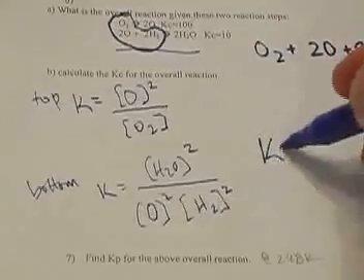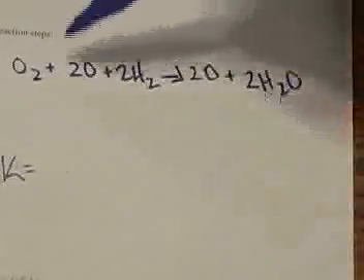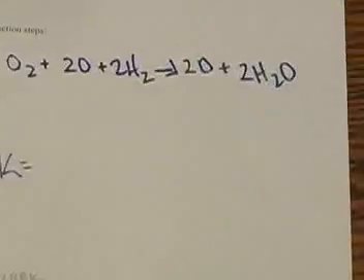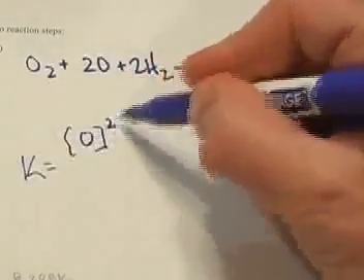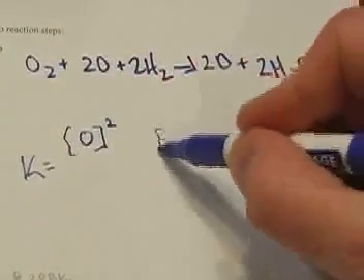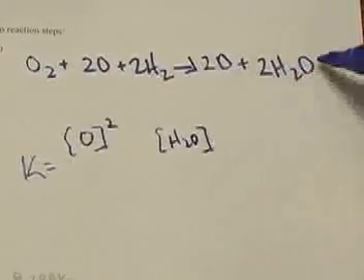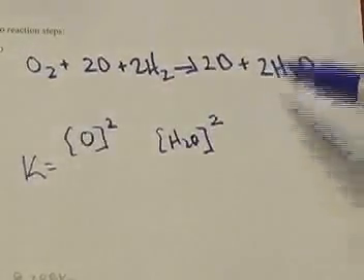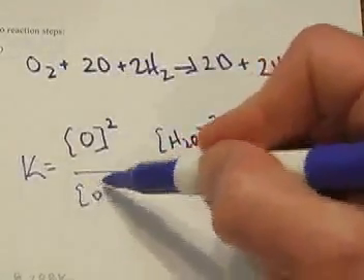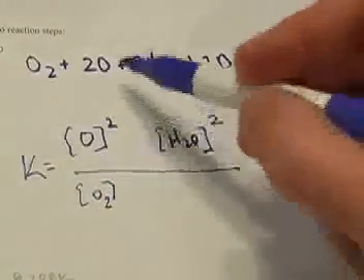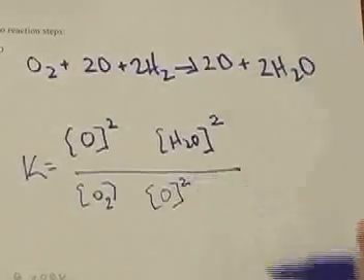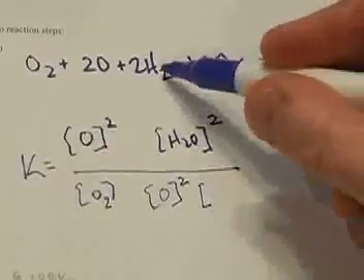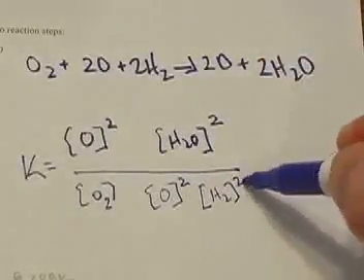Now let's write the K for the overall reaction that we wrote up here. Now it would be equal to products, which is O to the second power, times H2O to the second power, because there's a 2 right here, divided by O2 times O raised to the second power times H2 raised to the second power.